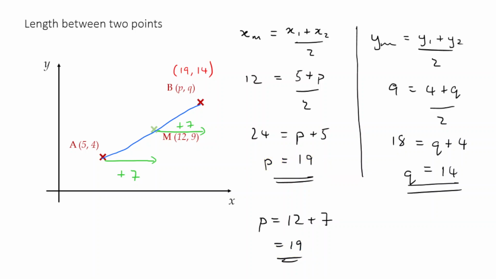And I can do the same thing with the y-coordinate value, right? I start with the y-coordinate value of 4 at A, and I've got to travel up how far to get to the y-coordinate of M?